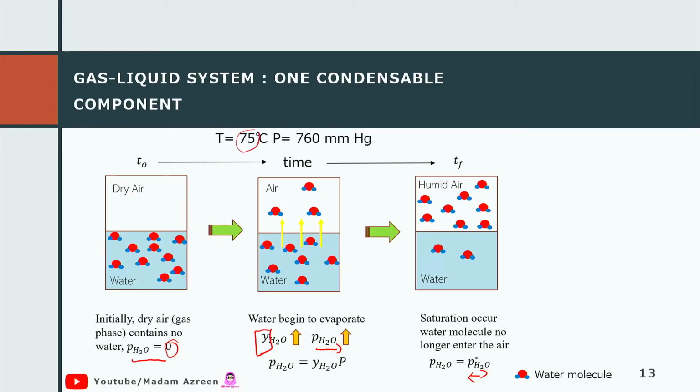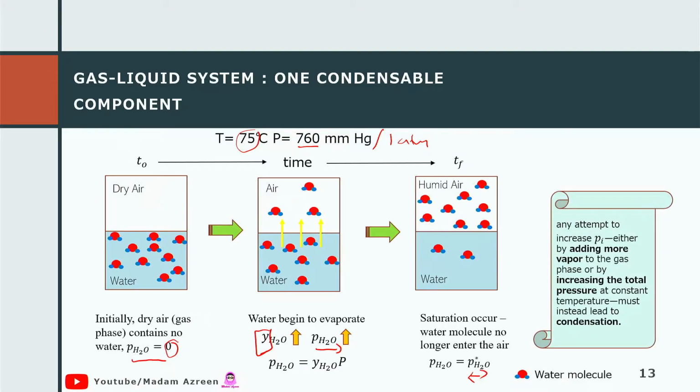This system occurs at a temperature of 75 degrees C and constant pressure. At this constant temperature and pressure, this is what happens. At saturation, any attempt to increase the partial pressure will cause the water to start to condense. Or if we increase the pressure, the water will start to condense. This condensation only occurs when the air is already saturated with water.